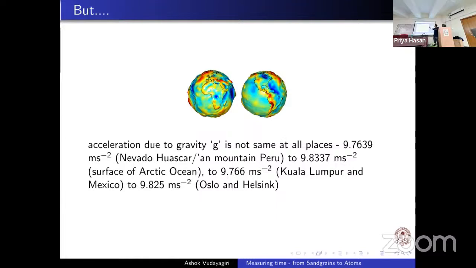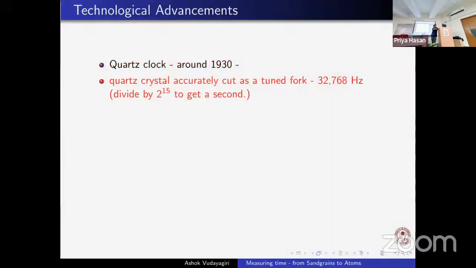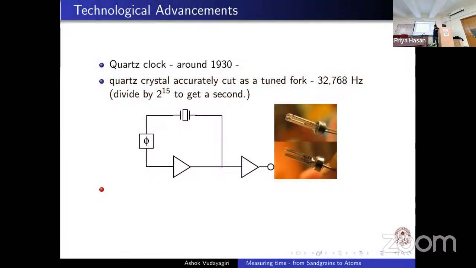This is kind of a map, roughly telling how the time period keeps changing. Around the 1930s, the quartz clock started becoming important, and the quartz clock took over only by the 60s and 70s. It became a good commercial success. So what happens in a quartz clock is they make a tuning fork out of quartz. That's what this picture is showing.